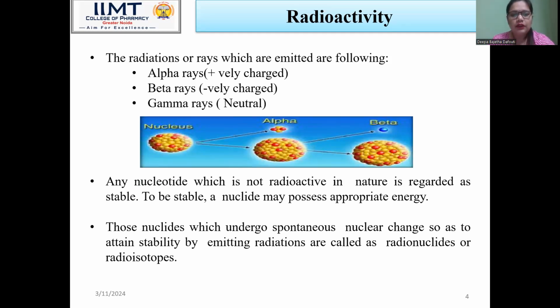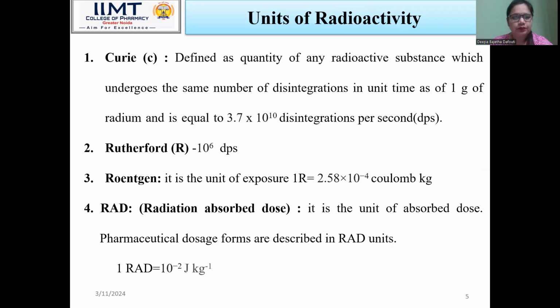So there are a number of radiations which are emitted. First one is alpha rays, which are positively charged, beta rays are negatively charged, and gamma rays are neutral in nature. Any nuclide which is not radioactive in nature is regarded as stable. To be stable, a nuclide must possess appropriate energy. Those nuclides which undergo spontaneous nuclear change so as to attain stability by emitting these radiations are called radionuclides, or we can say that they are radioisotopes.